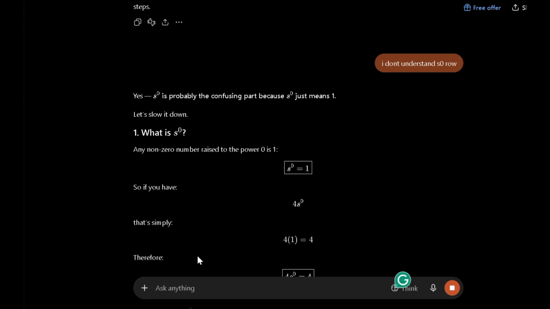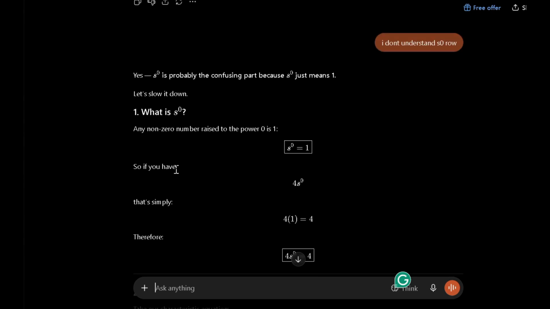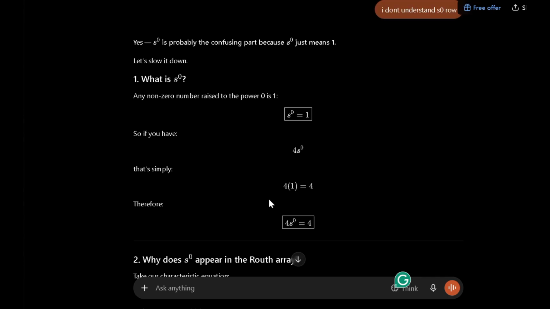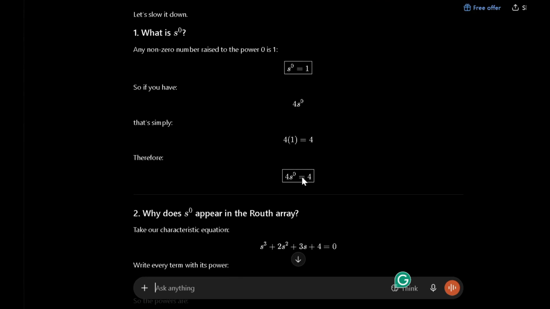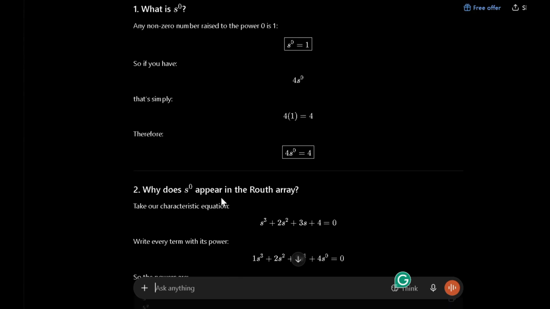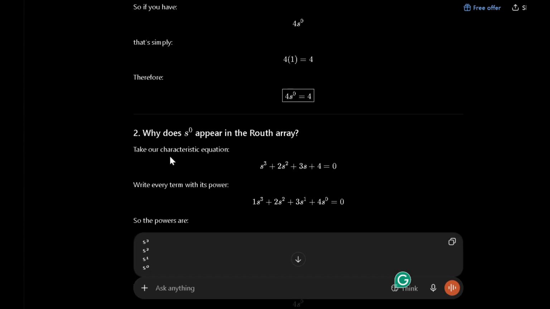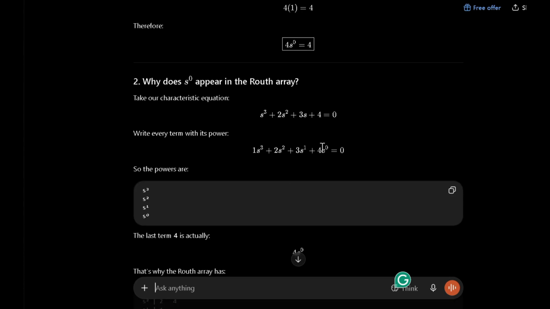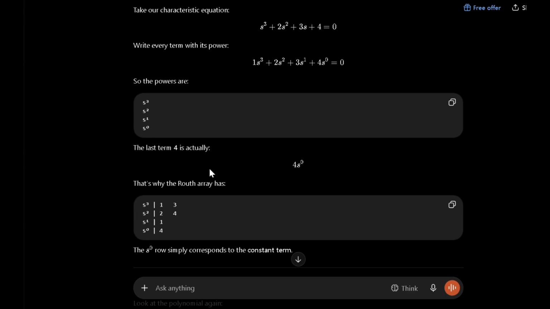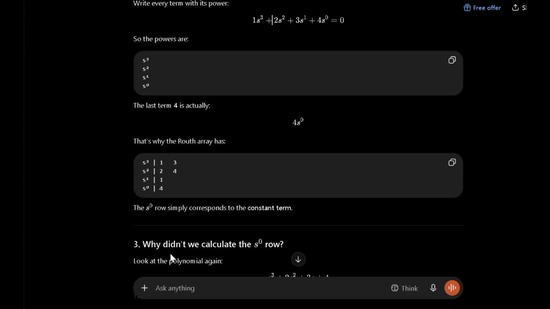So S0 is just... Let's slow it down. What is S0? Any non-zero number raised to the power 0 is 1. So S power 0 is 1. If we have 4 S0, it's simply 4 into 1 equals 4. Therefore, 4 S power 0 equals 4. Why does S4 not appear in the row label? Take the characteristic equation: this is S0, this is S1, this is S2, S3. The last term 4 is actually 4S0. That's why we use 4. The S0 row simply corresponds to the constant term.